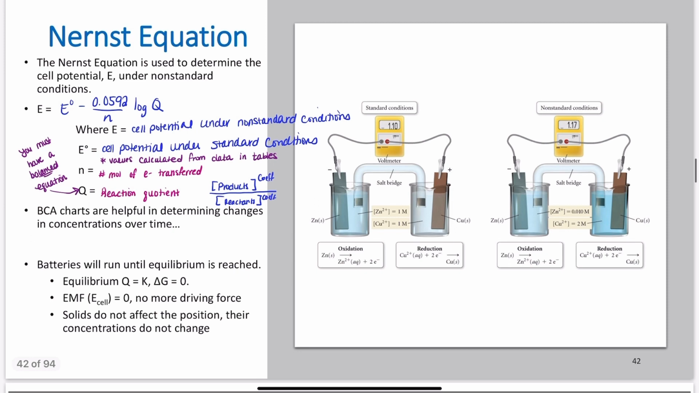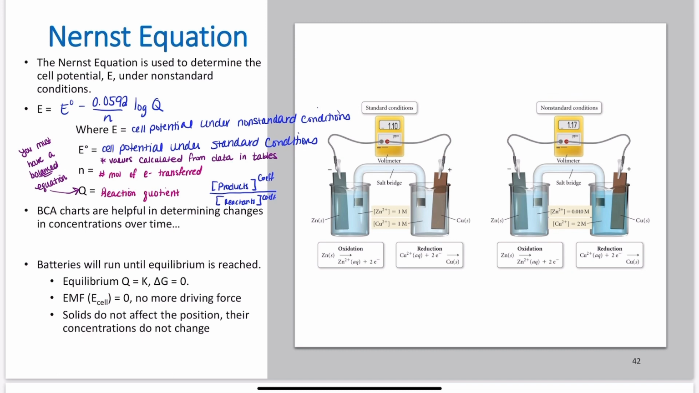Okay? So, ICE charts are helpful in determining the changes in concentration over time. We can definitely see that. And then batteries, remember, voltaic cells, galvanic cells, same thing, are batteries. They will run until equilibrium is reached. So once you reach equilibrium, Q is equal to K. Delta G is equal to 0. The battery died. It's done. Your electromotive force, or E of your cell, is equal to 0. There's no more driving force.